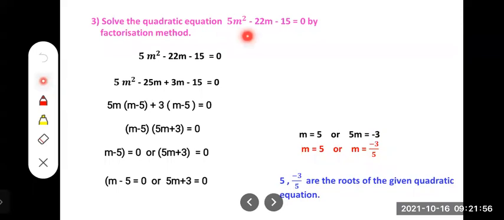Understood, children? So whenever they give this m square, that means the square term coefficient is more than 1, we have to do like this and we will get the answer in this way. Clear, children? Okay.